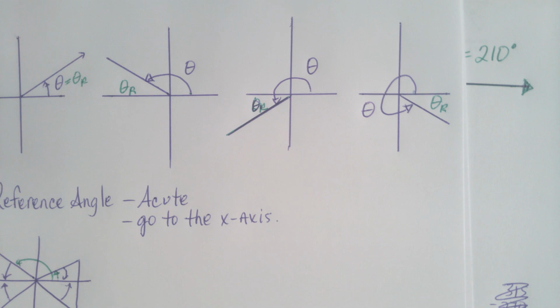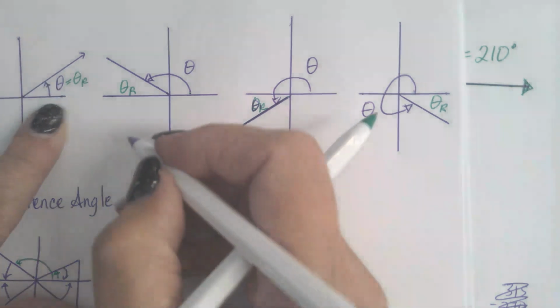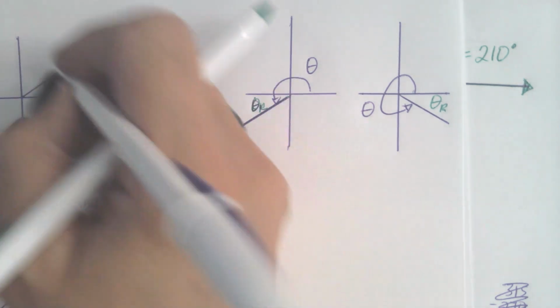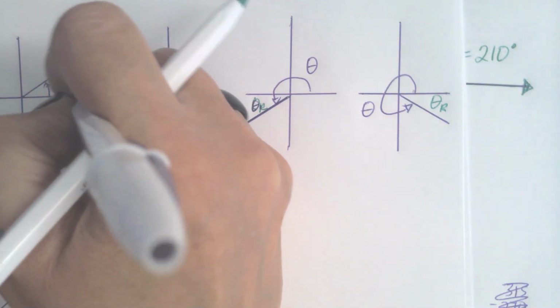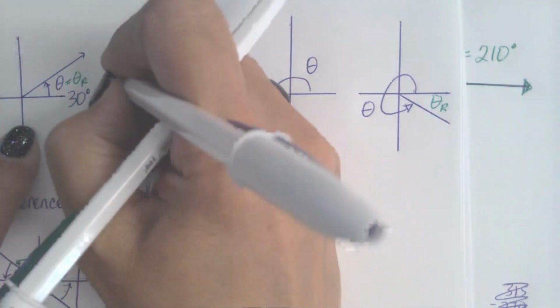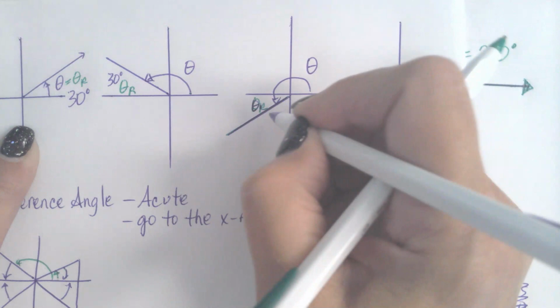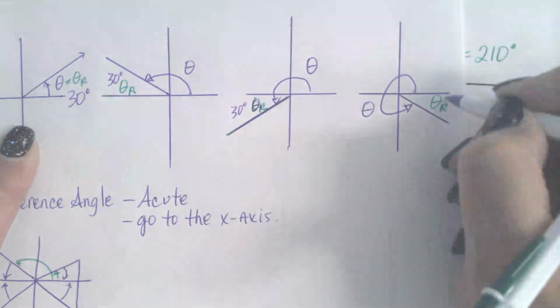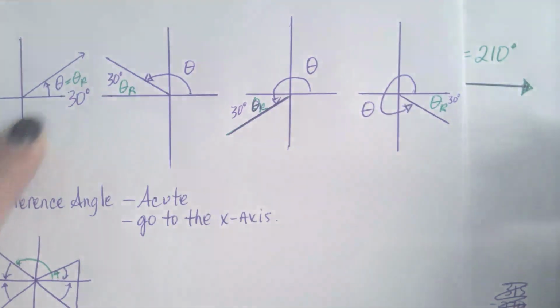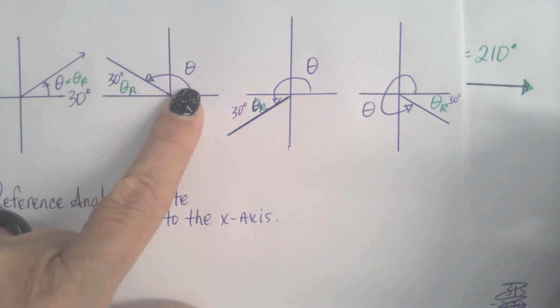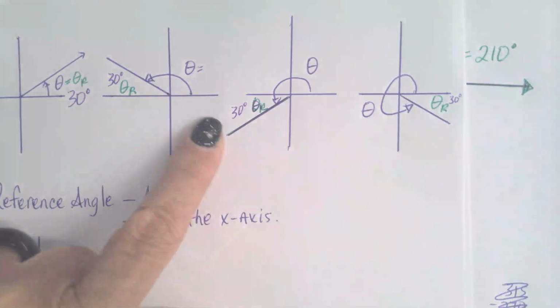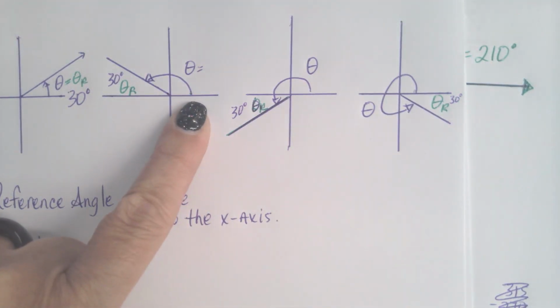So let's say we use sine. This right here is going to be 30 degrees. We all agreed that this was 30 degrees. This is 30 degrees. This is 30 degrees. So this one here is also 30 degrees. What's this angle here? What's our standard position angle?